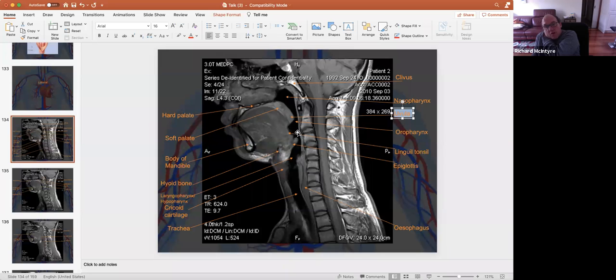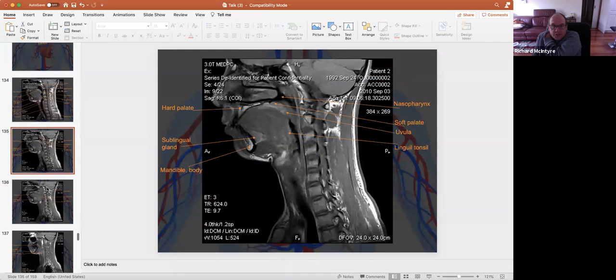Of course, we've got the oropharynx. We've got the epiglottis, so this is the hypopharynx area, and we've got the lingual tonsil. So we know we've got the tongue, and we've got the lingual tonsil right at the back of the tongue, or just the tonsils. We mentioned before we've got the esophagus immediately behind the trachea, which we can see is behind the cricoid cartilage. And the hyoid bone and the different structures in the larynx.